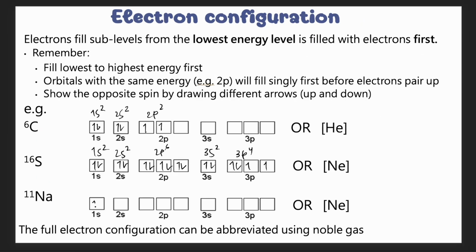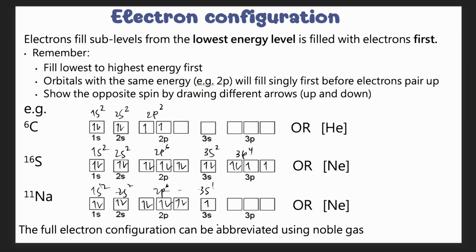Na: 1s2, 2s2, 2p6, 3s1. So 1s2, 2s2, 2p6, 3s1. So this is 11 electrons.